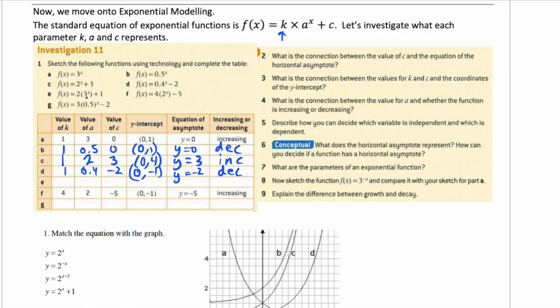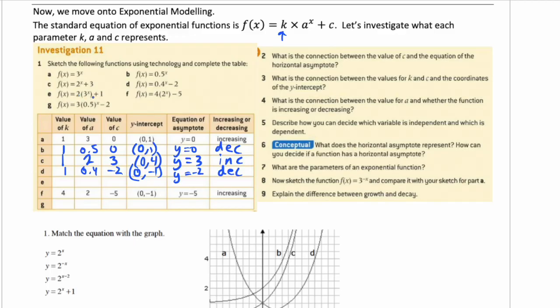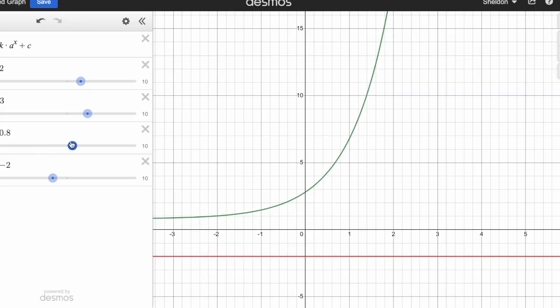Okay, in E now we have a k value of 2. So it's stretched a bit. 3 for the a value. C is positive 1.